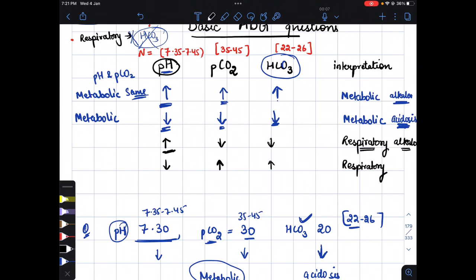Now again check the pH level. So here pH is decreasing, means it is less than 7.35. If pH is less than 7.35, it means that it is a case of acidosis. So here we can say that it is a case of respiratory acidosis. So in this way we can find whether it is respiratory acidosis, respiratory alkalosis, metabolic acidosis or metabolic alkalosis.